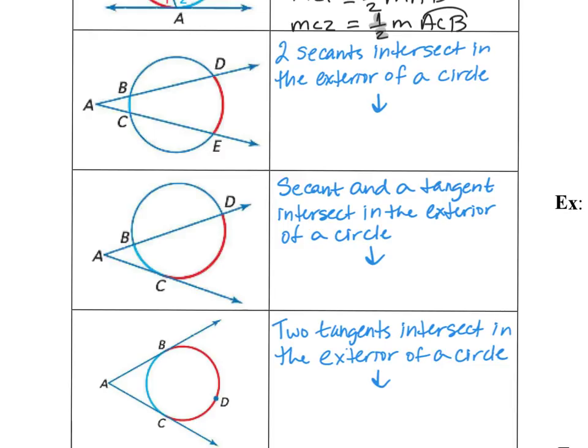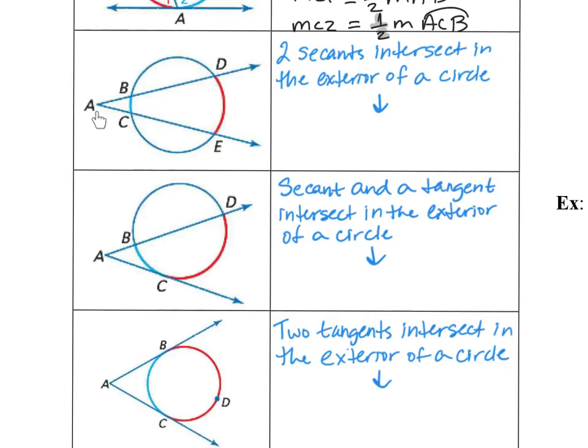Now for these next 3 theorems, I want you to notice that in each case, we're going to be finding the measure of angle A. And notice that angle A is formed by the intersection of either 2 secants, or a secant and a tangent, or 2 tangents. So in all 3 cases, we're talking about an angle whose vertex is in the exterior of the circle. And generally, we're going to be finding the measure of angle A the same way.